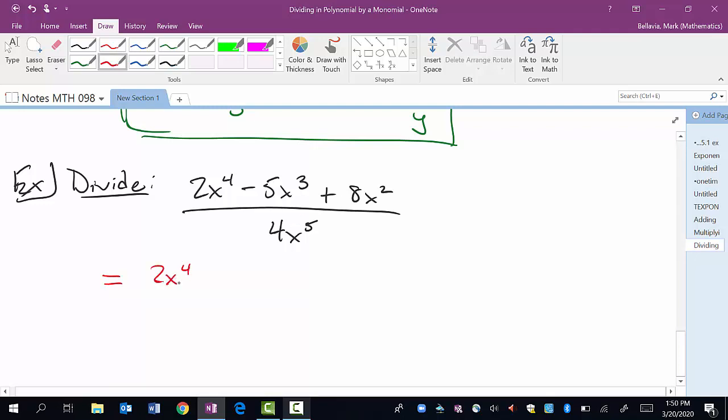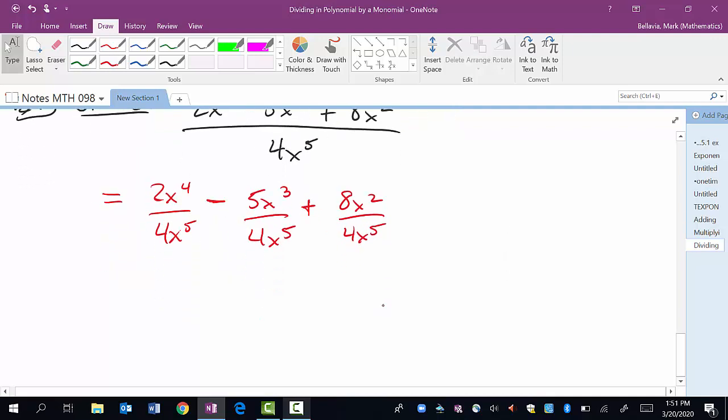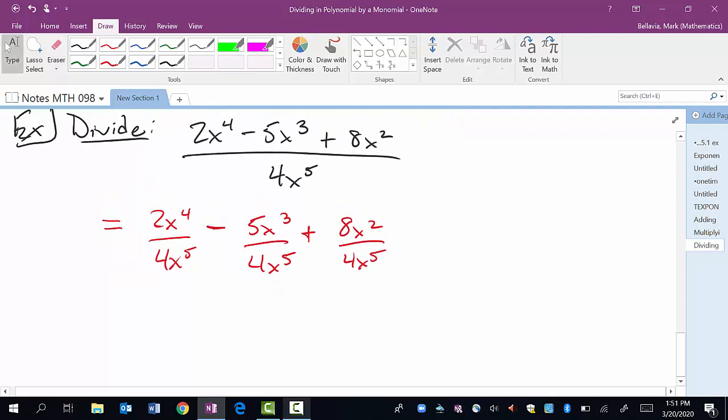So this will be 2x to the fourth over 4x to the fifth, because we're just going to divide term by term, minus 5x to the third over 4x to the fifth, and plus 8x squared divided by 4x to the fifth. And I would definitely write this step. Sometimes people try to cancel as they're doing it. It really does not work very well because you might not be dividing by the same thing in each term. So divide each term individually and then simplify.